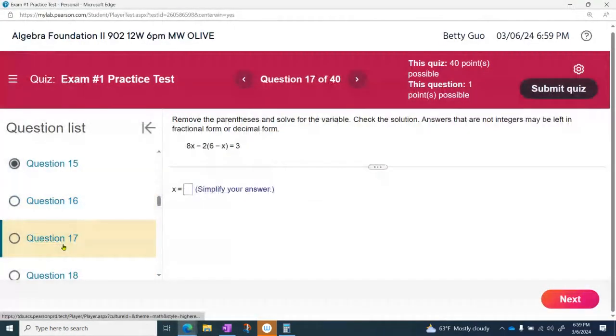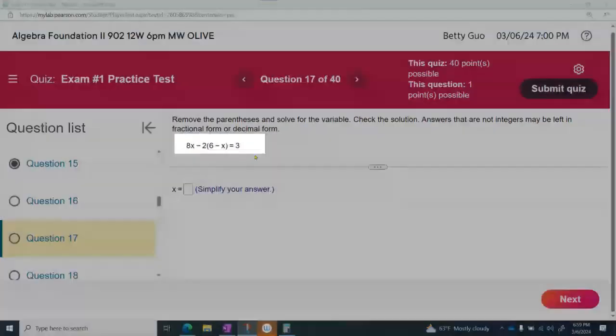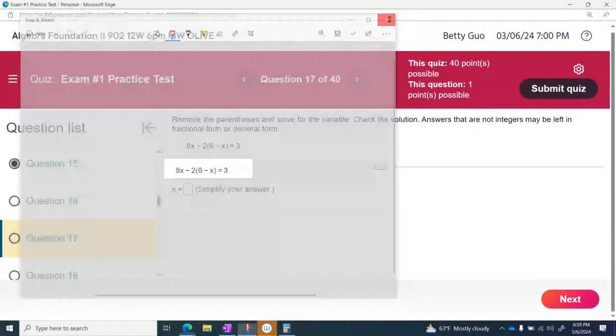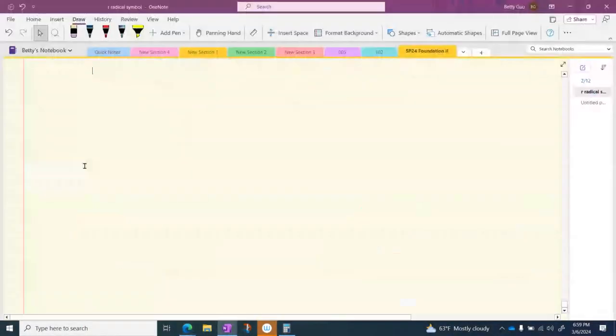Next, number 17. You do it. And some of the questions give you the instruction. Remove the parentheses first, right? And then yeah, give it a try first, and then we look at it together. This problem.